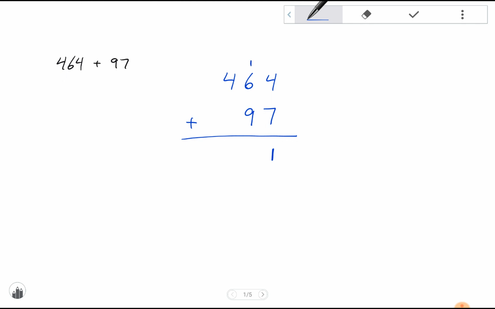So we have a 1 that we carry to the tens column. Here, 6 plus 9 is 15, plus the 1, that makes 16. So we write the 6 here, and again we have 1 to carry. 1 plus 4 gives us 5. So 464 plus 97 gives 561.